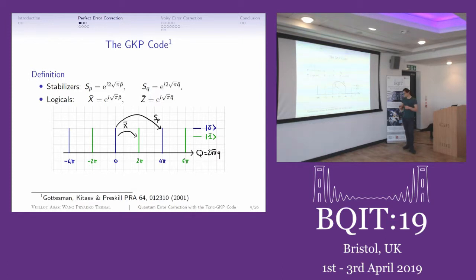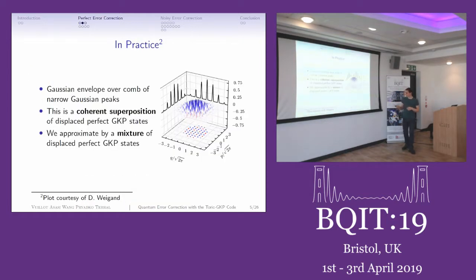Okay, so this is, of course, not physical at all. I have infinitely squeezed position states and infinitely many of them. So in reality, you would have something that looks more like this, where on top of this comb, you have some Gaussian envelope, and this in both position and momentum.